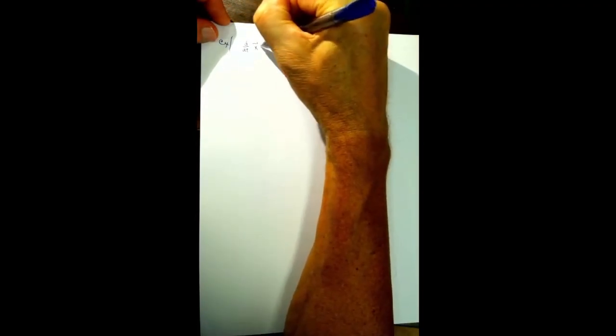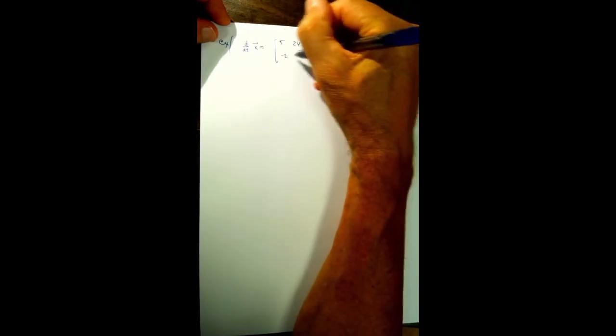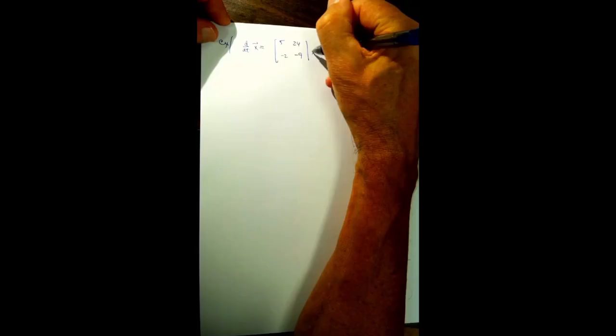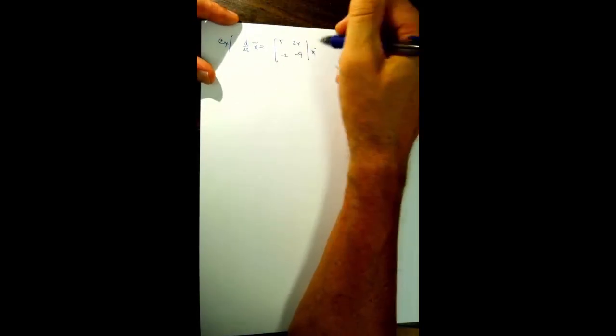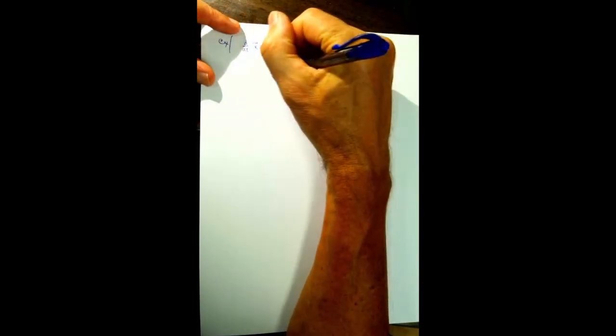Suppose the derivative of x is equal to the matrix 5, 24, minus 2, minus 9, times x. And the initial condition is 4, 2. All right, I'm not going to go through and do all the computations on this, and you should be able to do this on your own.